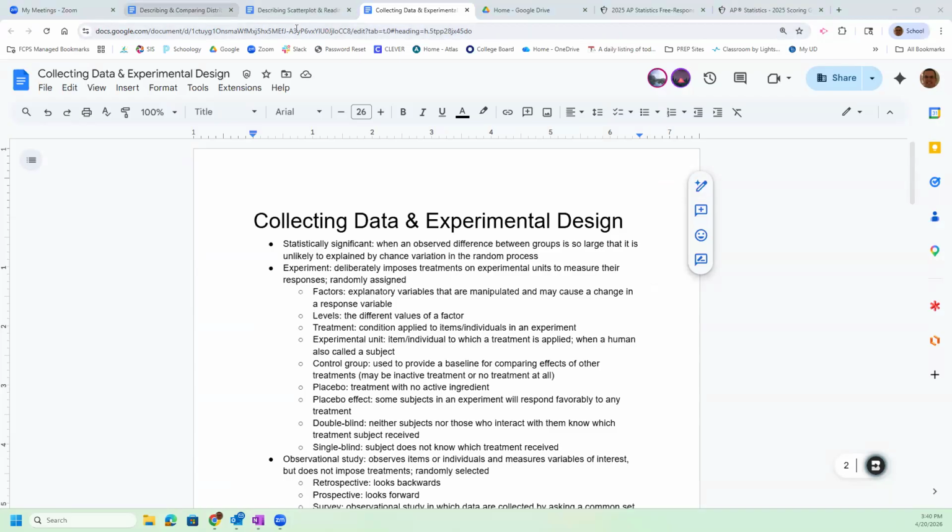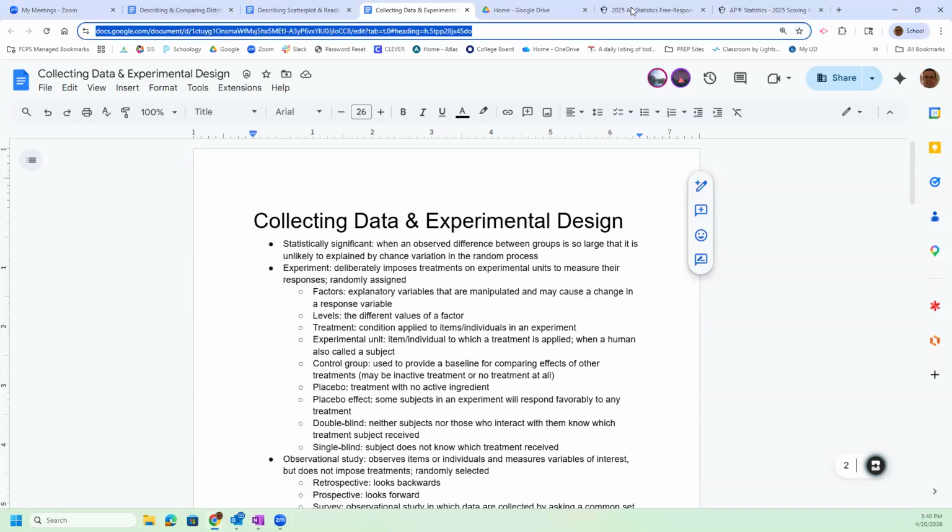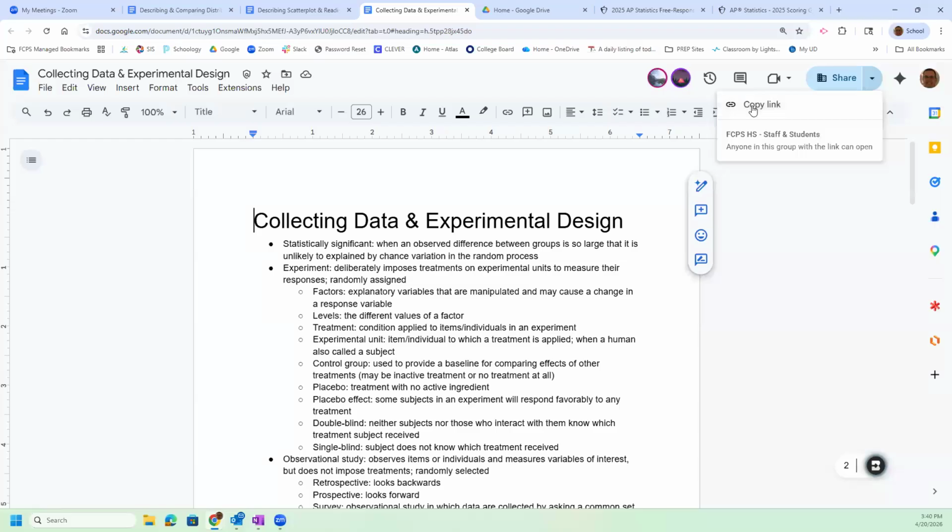Being stubborn today. Okay, so again, here are the notes that we are going to be working on today. If you want to save this link, print it out, make a copy, do whatever you want. That's what we're going to talk about today. These are the experimental design notes. Okay, so here's the deal.